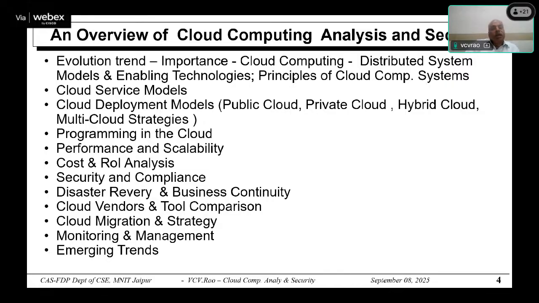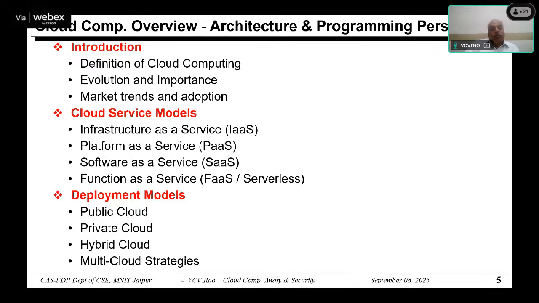Let us see. If you really see the complete spectrum of the cloud computing architecture, which has been developed over the last 10 to 15 years, evolution and importance is one of the things which we should know.